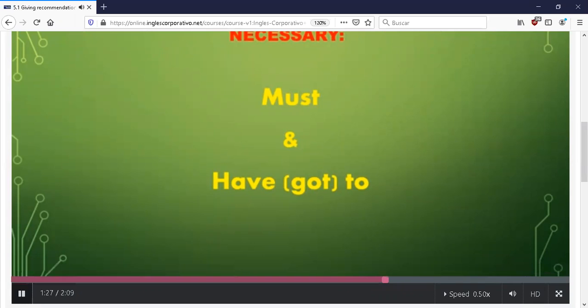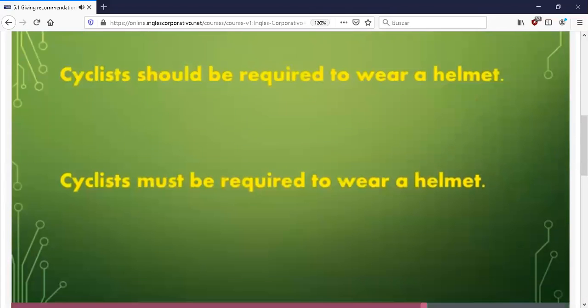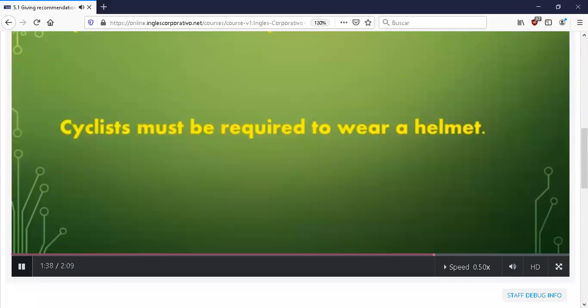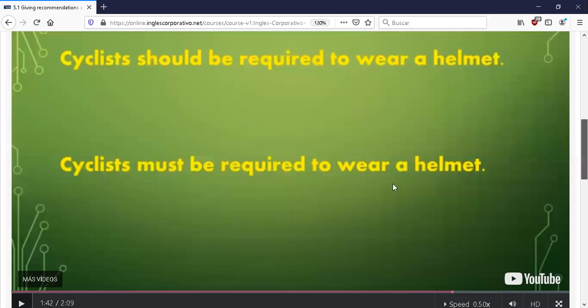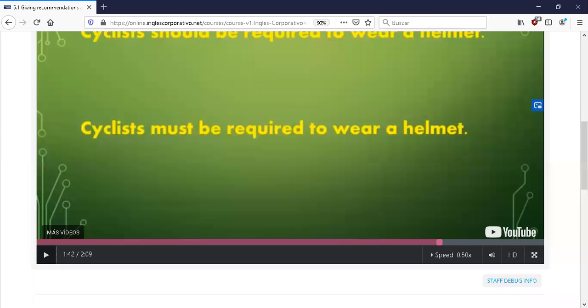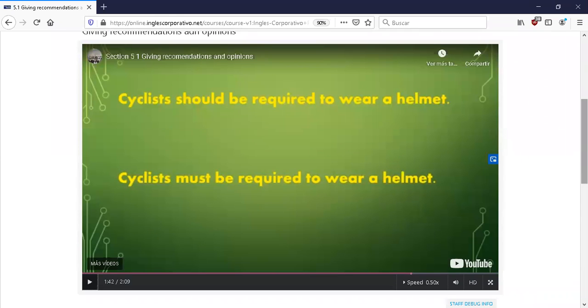So if I present these two sentences to you, are you able to understand the difference? Number one, cyclists should be required to wear a helmet. Number two, cyclists must be required to wear a helmet. All right, guys, what's the difference between the first and the second? Who can tell me that real quick? First one is a recommendation. And the second one is an obligation. Yes. The first one is a good idea, and the second one is absolutely necessary. There you go. Okay, we'll be back to this one.